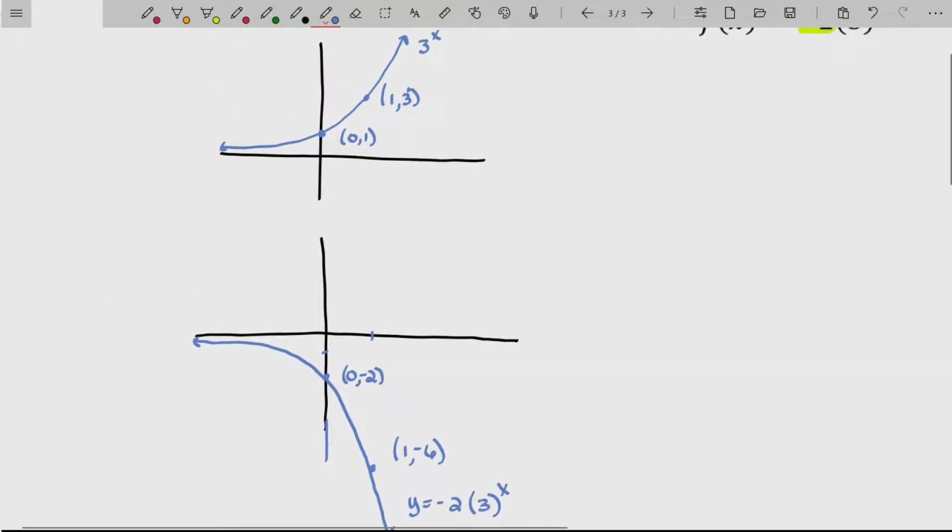And notice that the horizontal asymptote at y equals 0 is still at y equals 0. If you multiply y equals 0 by -2, it's still y equals 0.